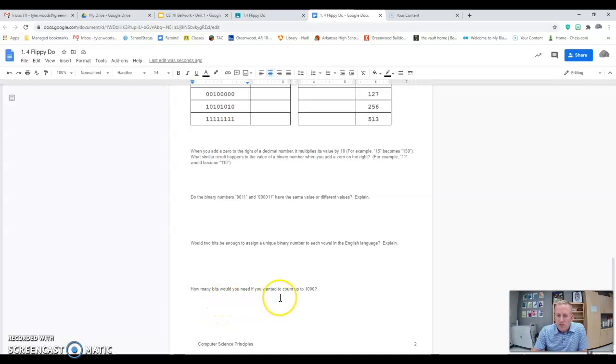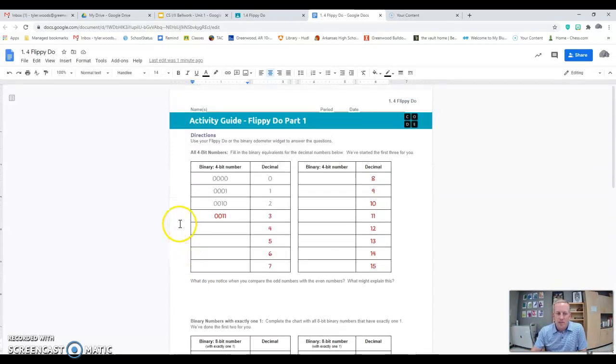And then it says, how many bits would you need if you want to count to 1,000? You may have to do a little math there. Remember, if you wanted to figure that one out, find your key, and right here it says 128. The next number would just be doubled. The number after that would be doubled, and you have to find out how many bits you need to get it up to 1,000. So, guys, that is your assignment for today.